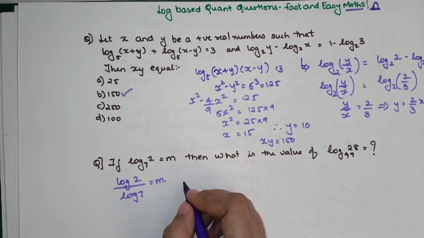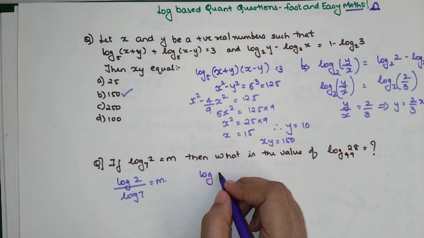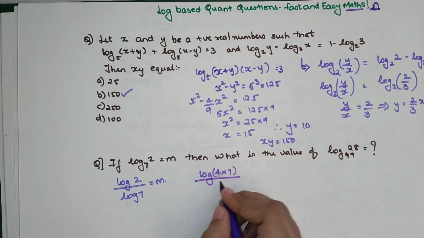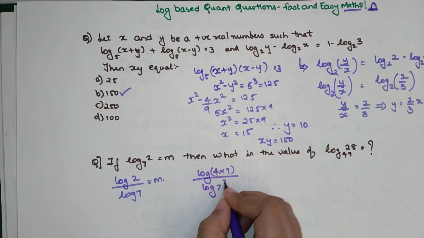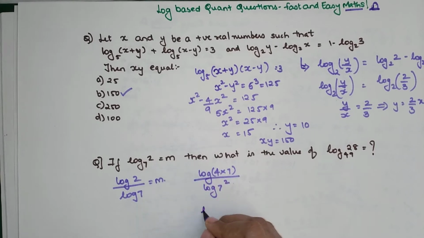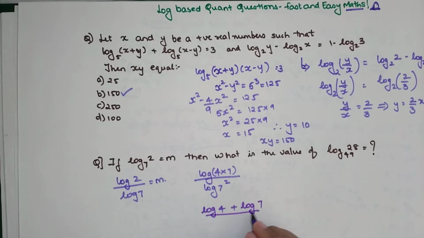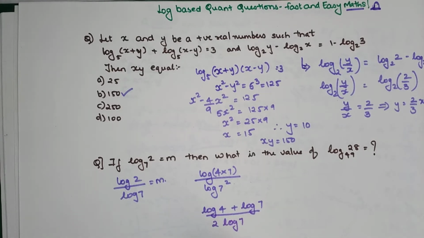Okay. So here we can say log of 28 can be written as nothing but 4 into 7. Okay. And log of 49 can be written as log of 7 the whole square. Okay. So we can write log of AB as log of A plus log of B, upon log of 7 the whole square, which can be written as 2 log 7. Now splitting, I take 1 upon 2 outside.